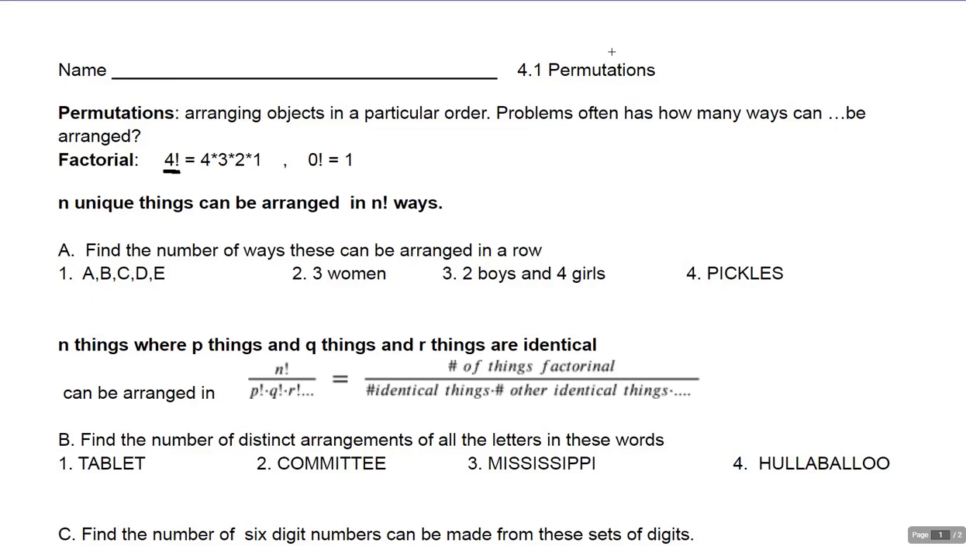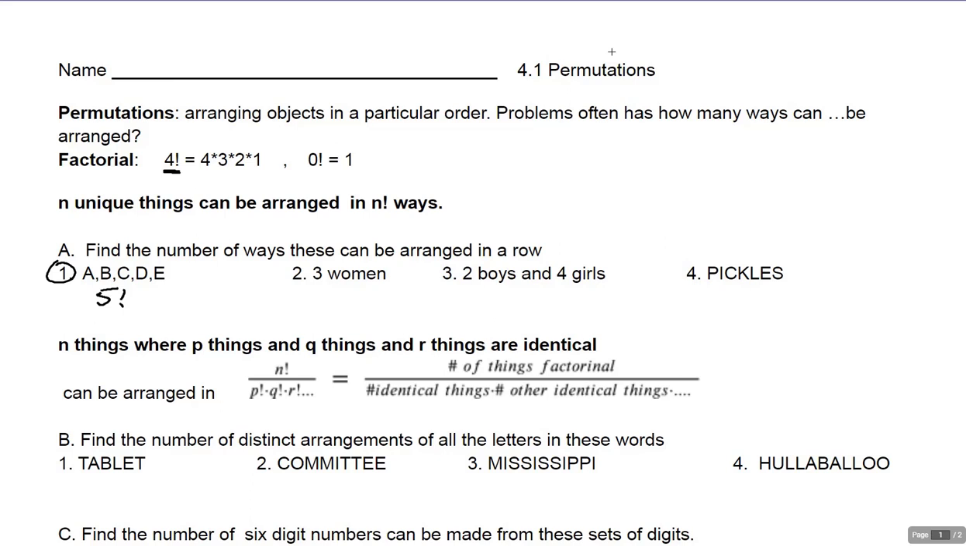Now, if you're ever going to arrange unique things, and you're going to arrange all of them, then all you have to do is that number of things factorial. How many things do I have? You're talking about the first one? Yeah, A. You have 5 letters, they're all unique. It's going to be 5 factorial.